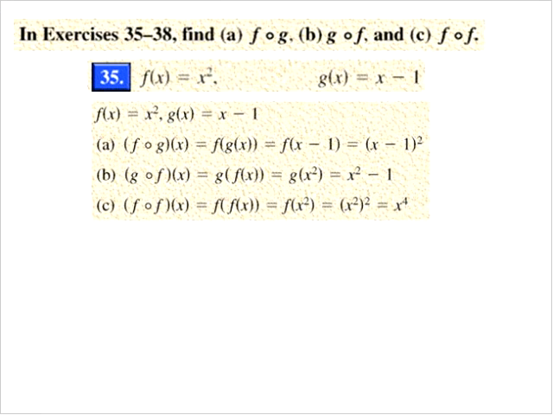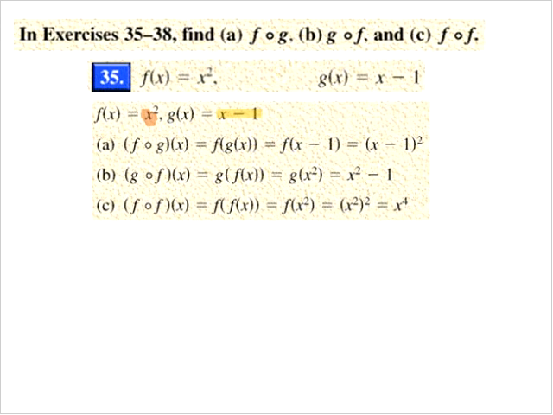Alright, let's do f of g and g of f and f of f. Alright, let's start with f of g. F of g just means we're going to plug g into f. So here's the g function. And anywhere we see an x in the f function, we're going to plug it in. And you can see the steps, they rewrote it multiple times here. Well, here's an x, so I'm going to plug x minus 1 in there. So I get x minus 1 squared, written just like that.